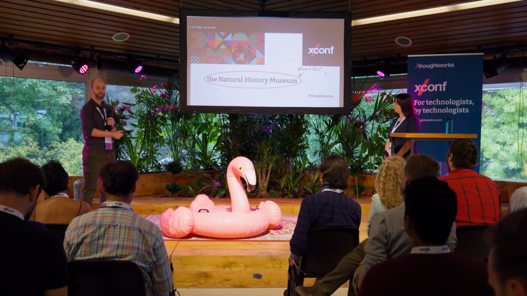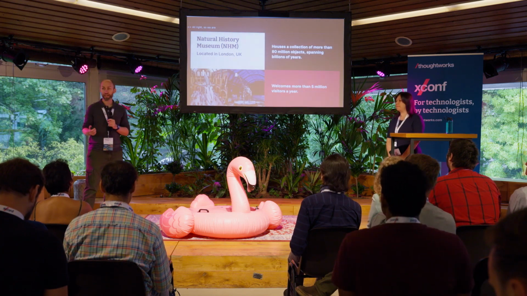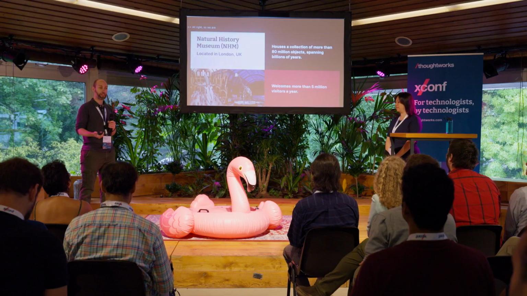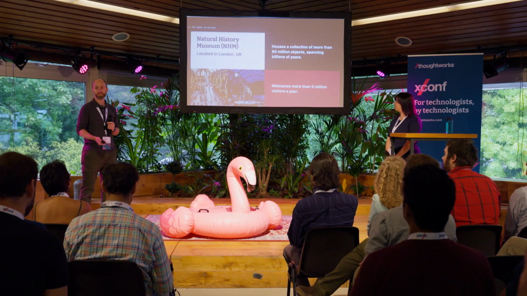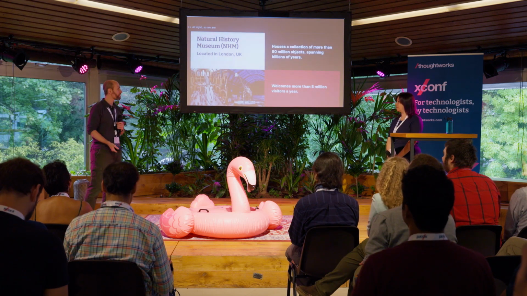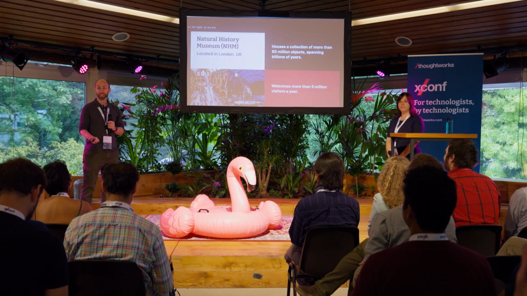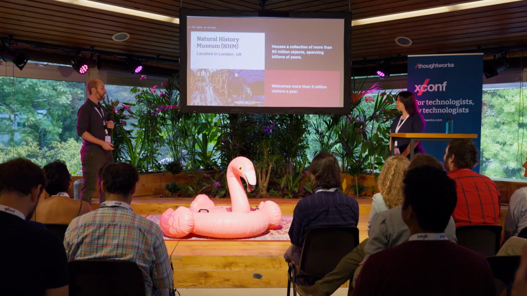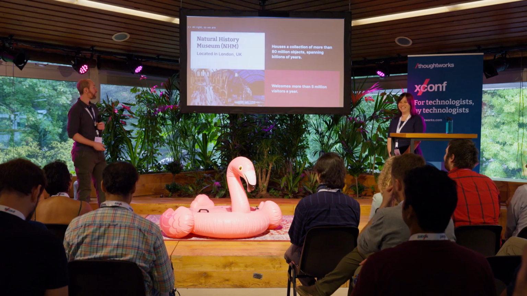Okay, cool. So Natural History Museum. Just so everyone's on the same page, in the UK, the Natural History Museum is pretty famous for dinosaurs and things like that. And it has over 5 million visitors a year. So it's a pretty big tourist attraction in South Kensington, just down the road from Harrods. So always massive queues during school time and things like that. But it's got over 80 million objects there, going back billions of years, from meteorites that hit the Earth and things like that. Maybe even some stuffed flamingos.